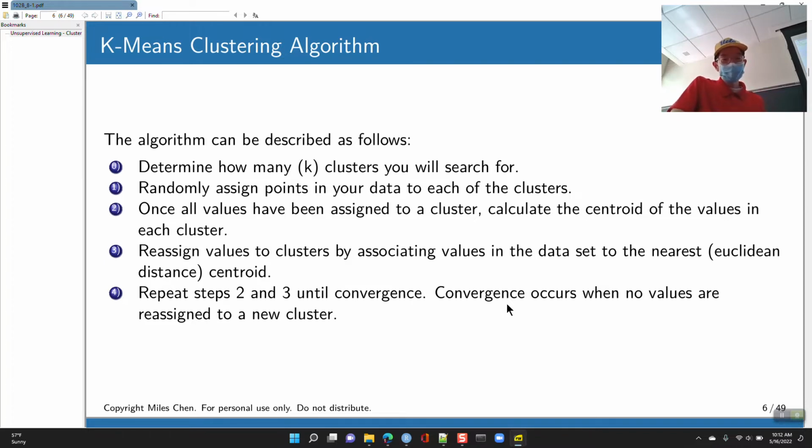Once all of the values have been assigned to a cluster, you calculate the centroid of the values in each cluster. And once you do that, you reassign the values to the clusters by associating values in the data set to the nearest centroid, using Euclidean distance. And then we just iterate, repeat steps 2 and 3 until we reach convergence. We'll say convergence occurs when no points get reassigned to a new cluster.